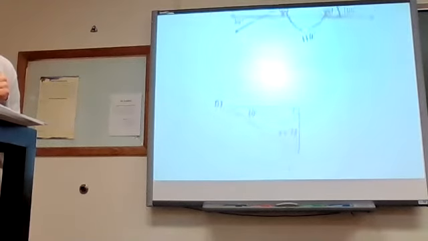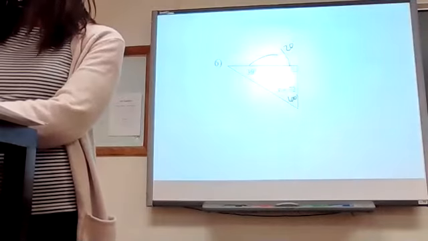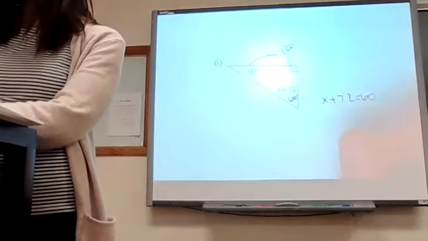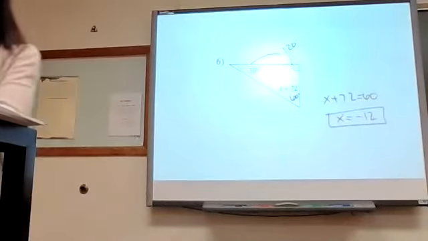Number 6 looks almost identical to 2. I have 30 degrees and 90 degrees, so that's 120 degrees altogether. That's a 60-degree angle. So setting x plus 72 equal to 60, you get x equals -12.